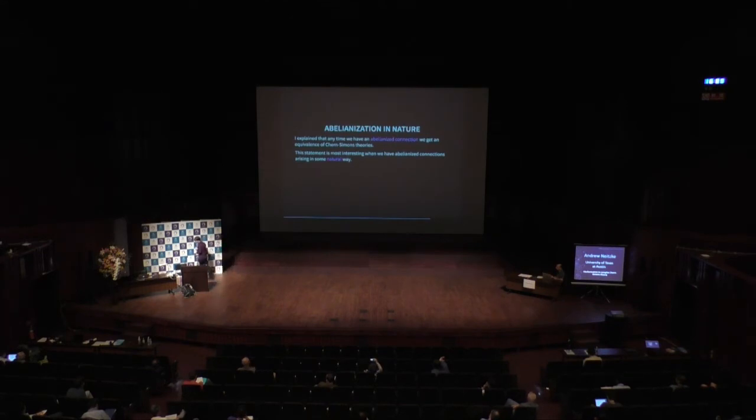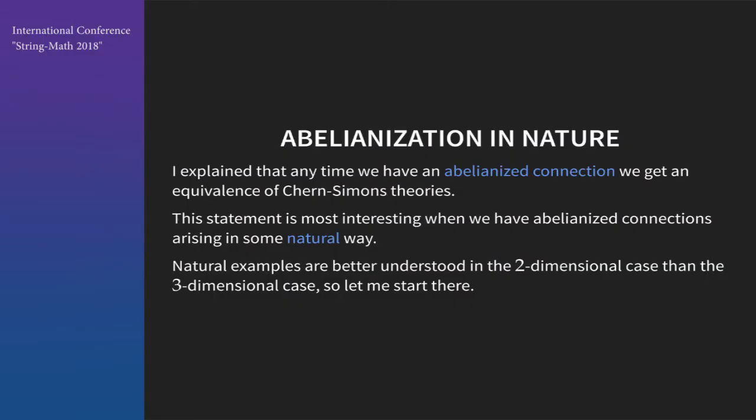Okay, so far, what have I told you? So far, I told you that anytime we have a connection which is Abelianized, meaning we have a way of putting it in this very structured kind of gauge, which is almost diagonal and jumps in these very specific ways, then there's a corresponding equivalence of Chern-Simons theories. Now, in order for that statement to be really interesting, there should be some natural way of getting these Abelianized connections.